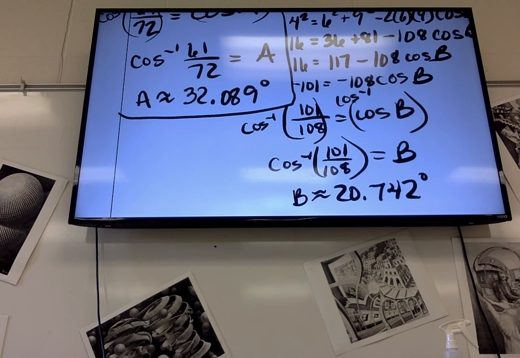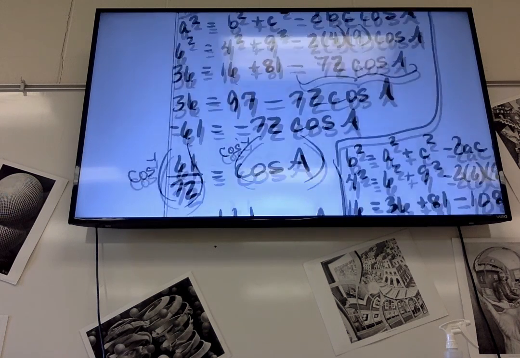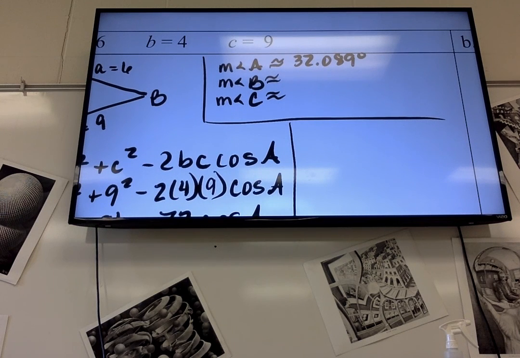Okay, you want me to look at it? I actually put 108 instead of 101. Oh, okay. Yeah, when you subtract 117, it makes it 101. Okay, so it's 20.742. That's B.